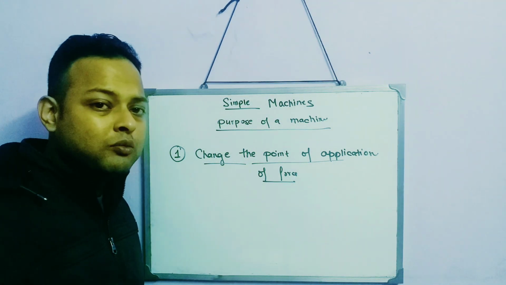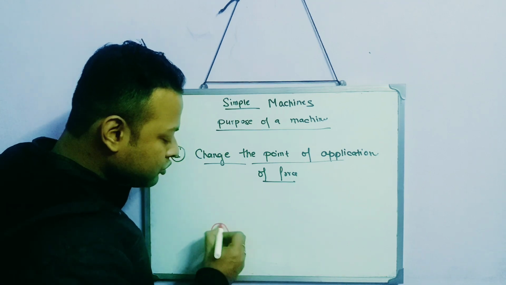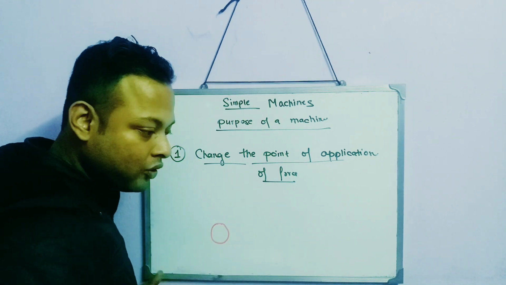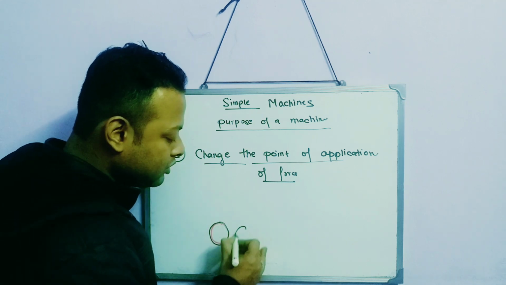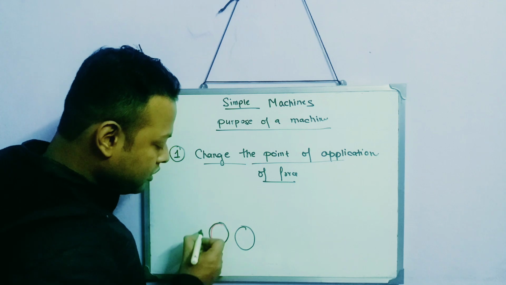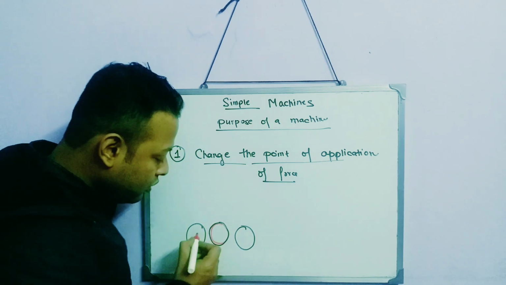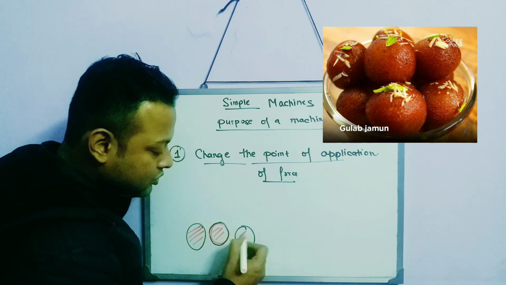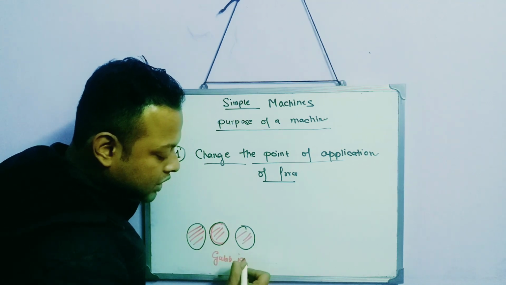Suppose you have some gulab jamuns, okay? Suppose you have some gulab jamuns over here. I think all of you know what are gulab jamun. Those are sweets. Okay, there are 3 gulab jamuns that I have. So these are nothing but gulab jamun, right?